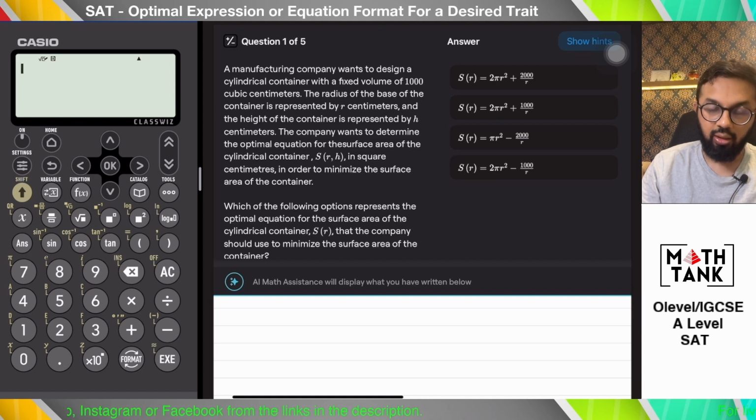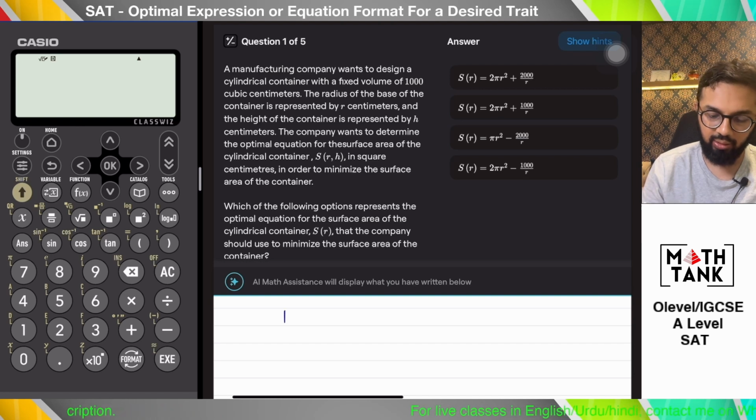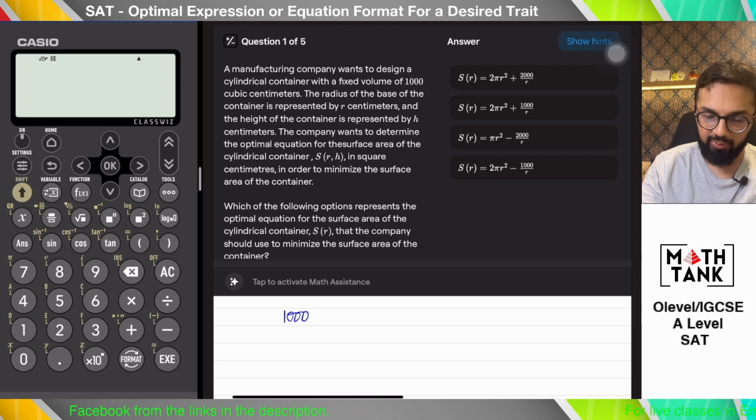In manufacturing, let's read question one. It says a manufacturing company wants to design a cylindrical container with a fixed volume of 1000 cubic centimeters. The radius of the base of the container is represented by R and the height of the container is represented by H. The company wants to determine the optimal equation for the surface area of the cylindrical container in square centimeters in order to minimize the surface area of the container.